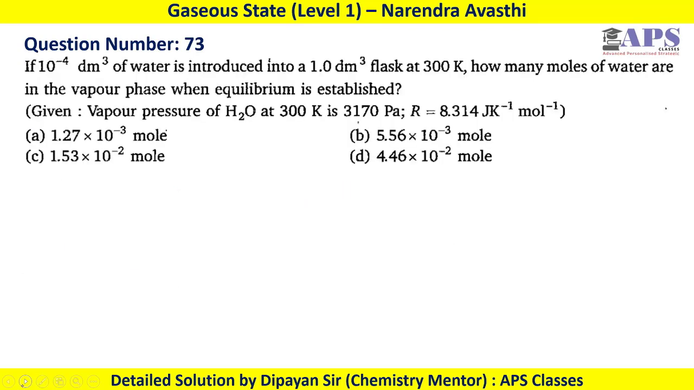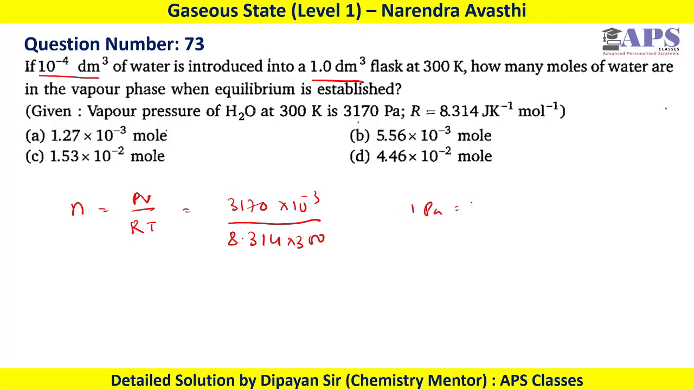In question number 73, if 10 to the power minus 4 decimeter cube of water is introduced into 1 decimeter cube flask at 300 Kelvin, how many moles of water are in the vapor phase when equilibrium is established? See, if we compare 1 decimeter cube with 10 to the power minus 4 decimeter cube, 10 to the power minus 4 is negligible. That's why you can use number of mole equal to PV by RT here, where pressure is 3170 into 10 to the power minus 3 R and 300 Kelvin.